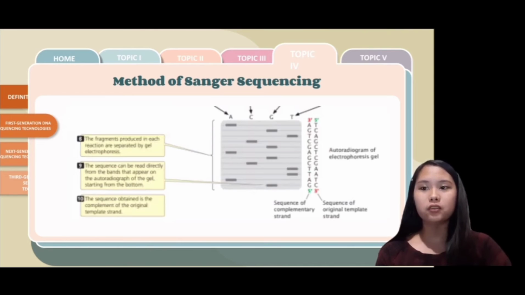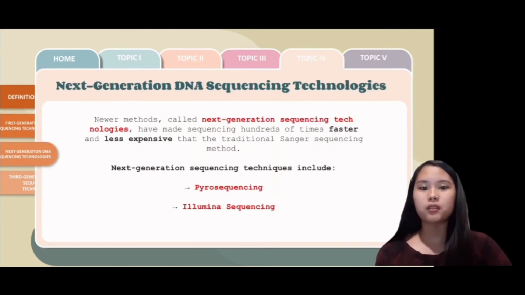So after that, the fragments produced in each reaction are separated by gel electrophoresis. And the sequence can be read directly from the bands that appear on the autoradiograph of the gel, starting from the bottom. The sequence obtained is the complement of the original template strand.